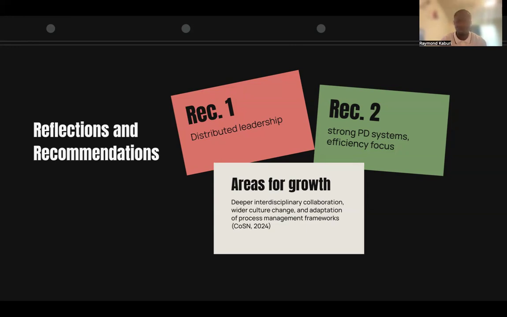Areas of growth: deeper interdisciplinary collaboration. We have mentioned wider cultural change and adaptation of process management frameworks, just like it was stated in the CoSign 2024 framework.